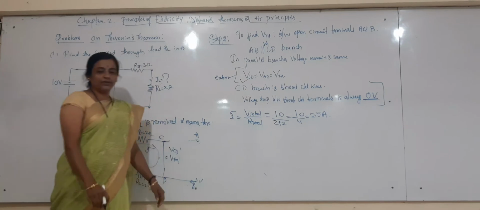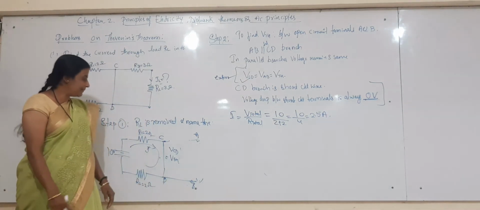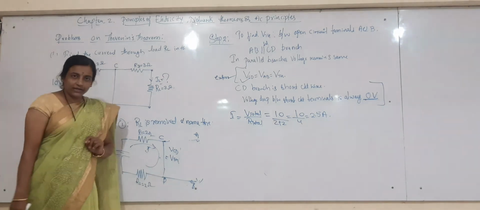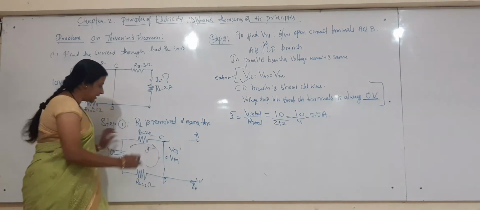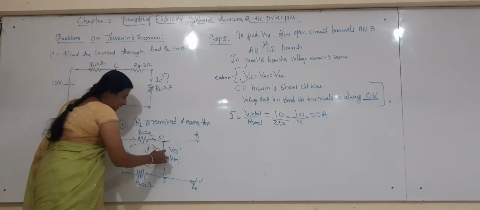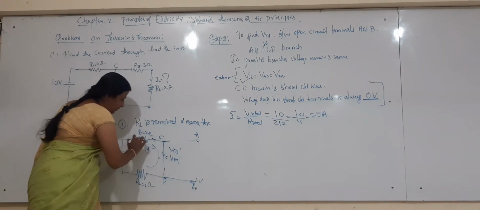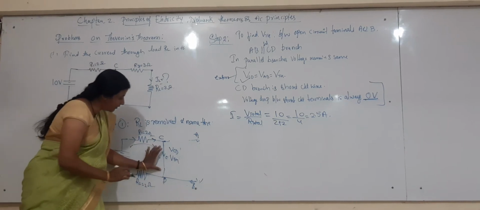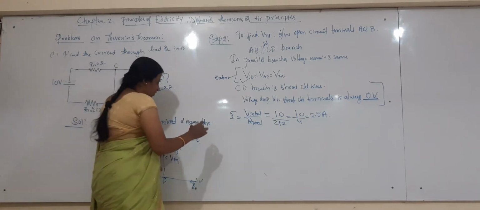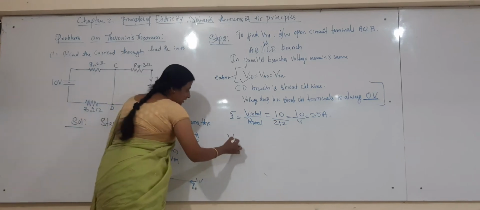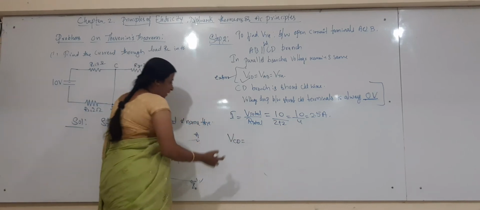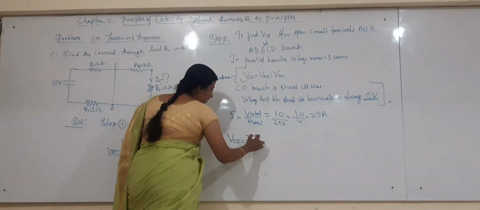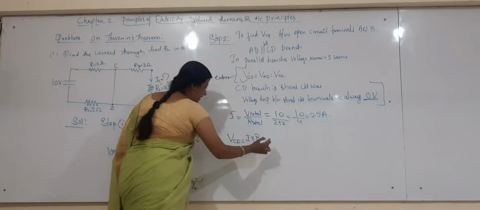So here we get 2.5 ampere, and this 2.5 ampere current flows here. Then we have to find the voltage drop. The current in this circuit is 2.5 ampere. So when 2.5 ampere flows through C and D, the voltage drop VCD is equal to current into the resistance of that branch, RCD.